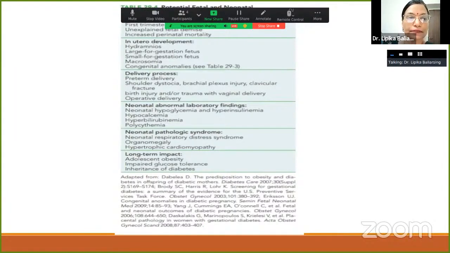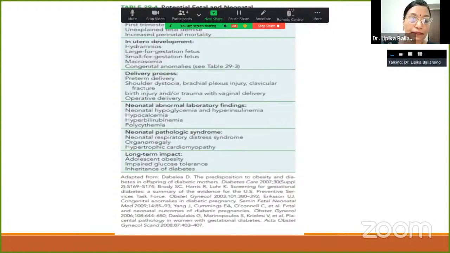And in the neonate after birth, the most common and most dangerous finding is hypoglycemia and hyperinsulinemia, hypocalcemia, hyperbilirubinemia, and polycythemia. All these point to affecting the Apgar score after birth, and it can give rise to CNS effects afterwards. The neonatal pathologic syndrome can be neonatal respiratory distress syndrome, organomegaly, or hypertrophic cardiomyopathy if the gestational diabetes mellitus is not treated, or the hyperglycemic state persists without any treatment throughout.